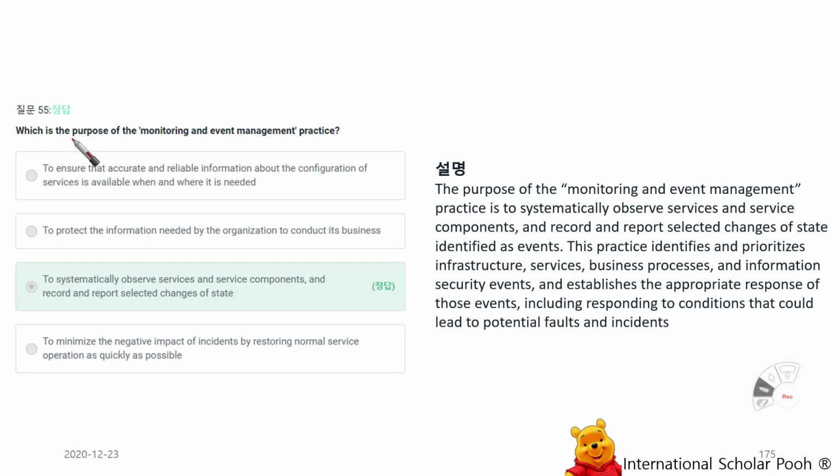What is the purpose of the monitoring and event management practice? To systematically observe services and service components and record and report selected changes of state. The purpose of the monitoring and event management practice is to systematically observe services and service components and record and report selected changes of state identified as events. This practice identifies and prioritizes infrastructure, services, business processes, and information security events, and establishes the appropriate response to those events, including responding to conditions that could lead to potential faults and incidents.